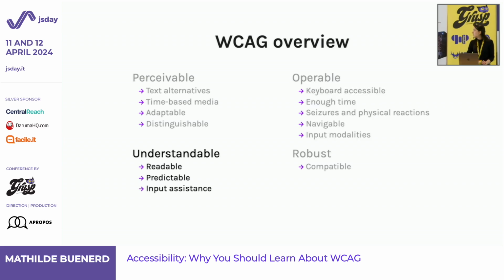In understandable, it goes a lot about how to write content that's easy to comprehend or that's easy for people to understand. Also, how to provide clear instructions on actions or on inputs. And finally, robust is about using proper HTML to ensure compatibility with browsers and with assistive technologies.